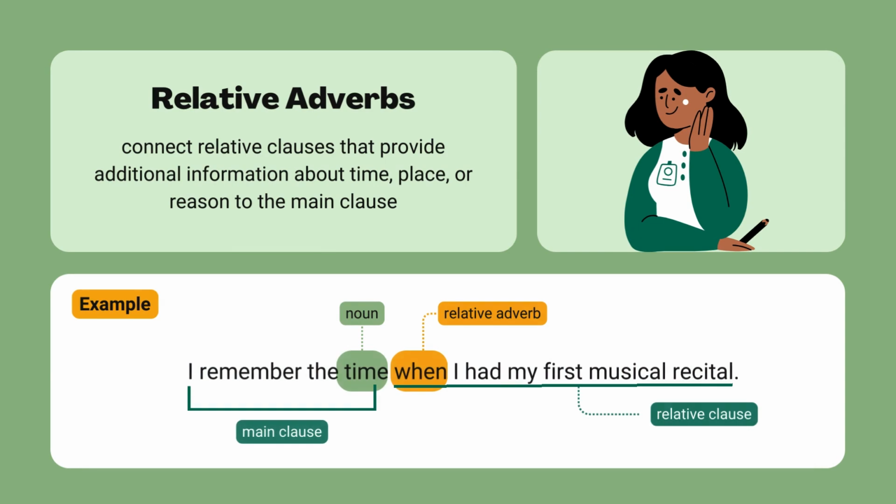Relative adverbs connect relative clauses that provide additional information about time, place, or reason to the main clause. Example: I remember the time, noun, when, relative adverb, I had my first musical recital. I remember the time, main clause, when I had my first musical recital, relative clause.